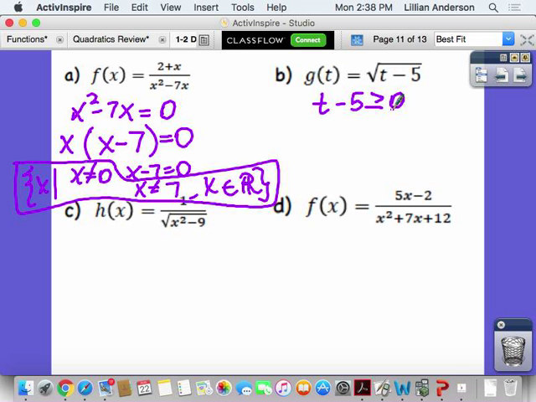How do you solve for t? Add 5. And that's your domain. Everything that is greater than or equal to 5. And you know we can easily just put this in set notation, right? What do I need? T is such that t is greater than or equal to 5. And then t is an element of what types of numbers? You can also do an interval, of course.